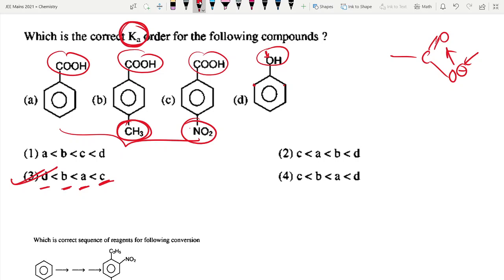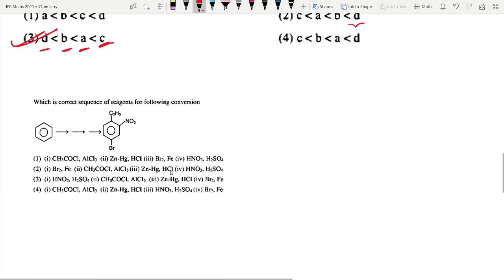Interesting. Why in all the options do I see D considered most acidic? Oh, it's not pKa. So we are right. C is the most acidic. Let's move on to the next one.